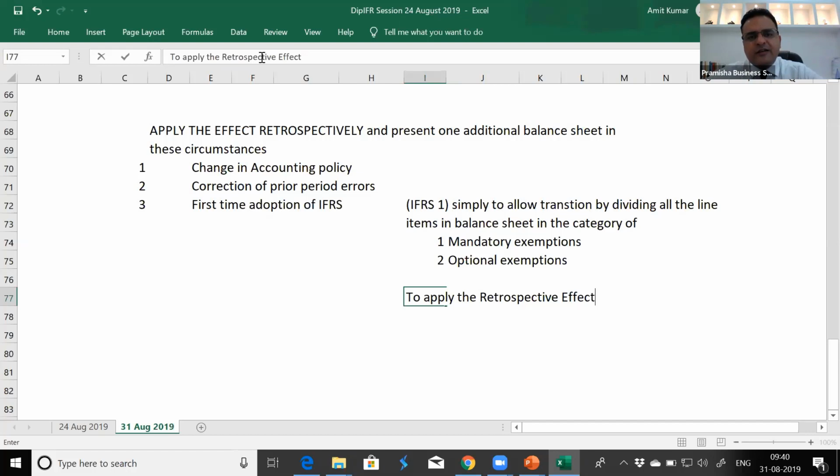So we give you a facility by dividing all the line items into two categories: mandatory exemptions and optional exemptions. Optional exemption means that you can apply the effect retrospectively if you wish; if you do not wish to, there is a way out given in IFRS 1 first time adoption of IFRS that you can carry it at the same value. You can reset it to zero. You can apply the effect today and tomorrow. You may not go back and you may not have to apply the effect retrospectively. So this is a facility standard. I call it a facility standard for transition. Is it complex? What do you say? Will it make our life difficult or easier?